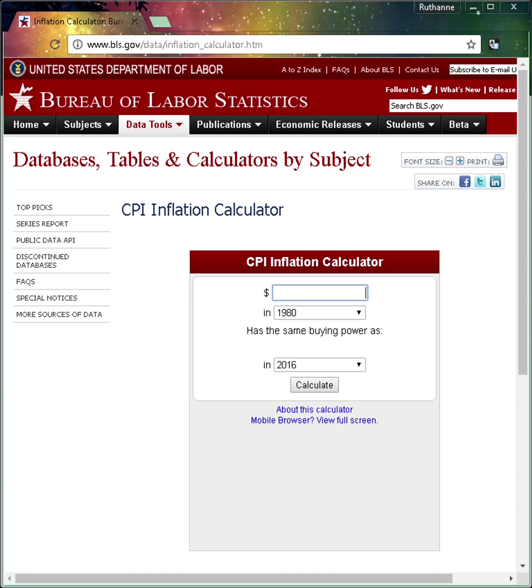$5,000, and then they want to know what that would be in the year 2000. So we'll put 5,000 over here. We're going to select 1990, has the same buying power, and then we're going to do 2000. So calculate. We got $6,587.61. So you can see that there, you have $1,500 more that you would need to have the same buying power over the course of 10 years.